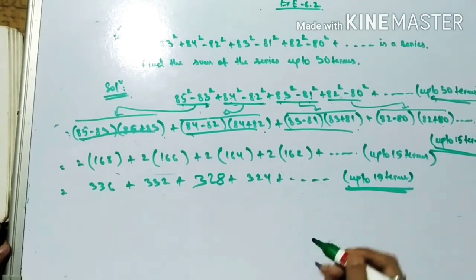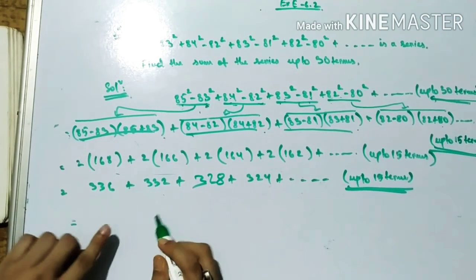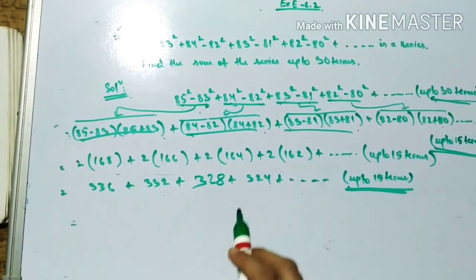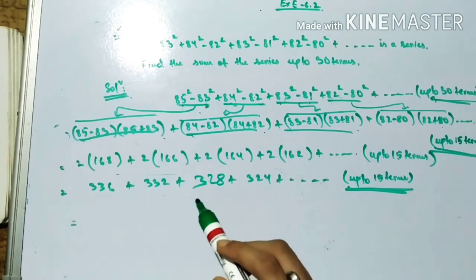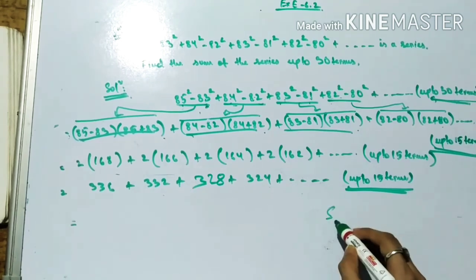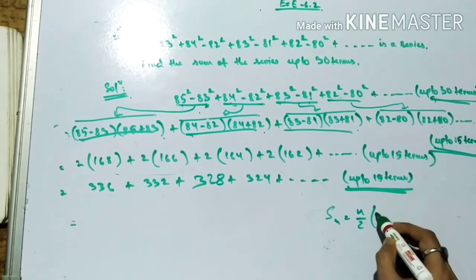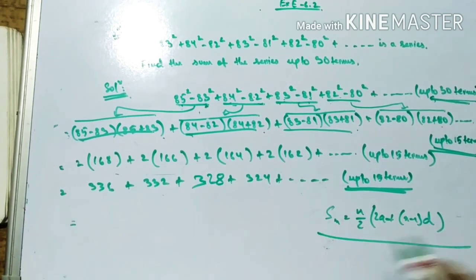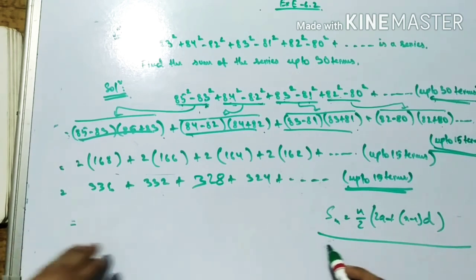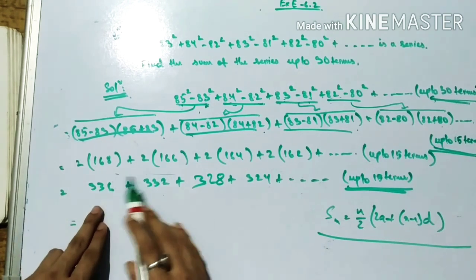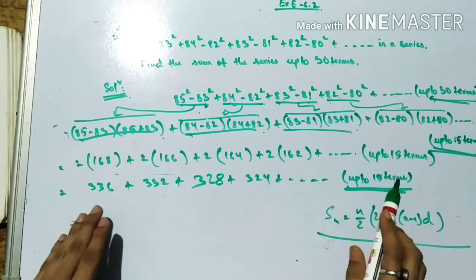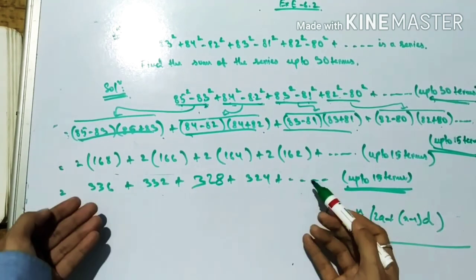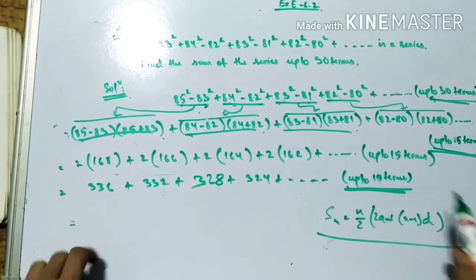So now I will use the formula of Sn, the sum of the first n terms of an arithmetic progression. Sn is equal to n by 2 into (2a plus (n minus 1) into d). This is the formula of Sn. Understand? So directly I will have to add these terms up to 15 terms and then write the answer. As this series is in arithmetic progression, I can use this formula.